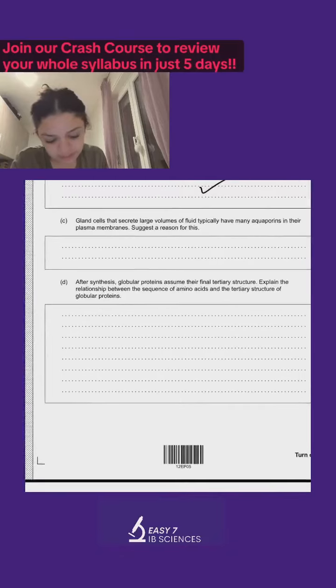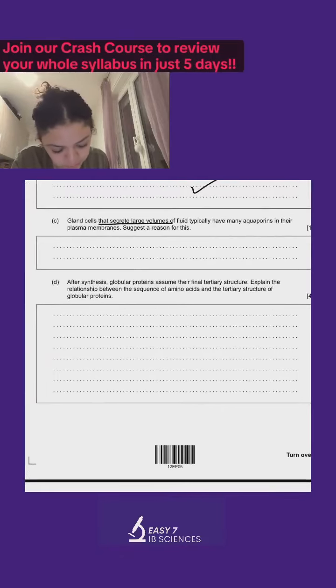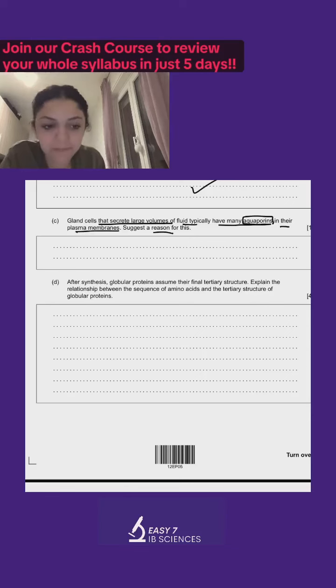Okay. Next, it says gland cells that secrete large volumes of fluid typically have many aquaporins in their plasma membrane. Hopefully, you guys are familiar with this. Suggest a reason for this. Now, if you haven't heard of this, I want you to use your knowledge of languages. What does aqua mean? This is IB, not GCSEs.